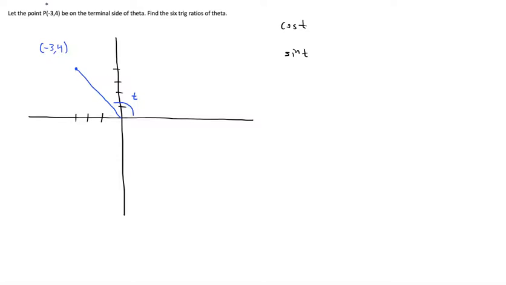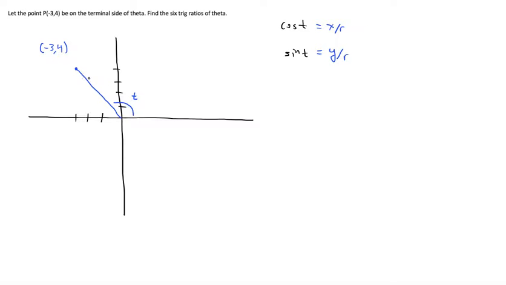Now, a lot of people think that cosine is the x value and sine is the y value. But remember, this is only true if the point is on the unit circle. Really, cosine is equal to x over r, and sine is equal to y over r. Now, in the unit circle, we know that r is equal to 1, but not in this case. So you always have to be careful. Are you on the unit circle or not?